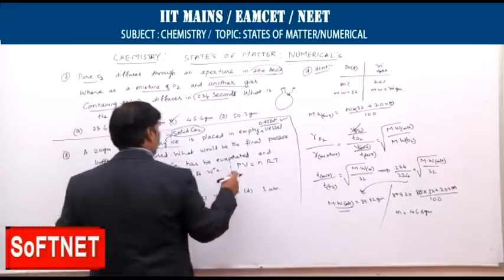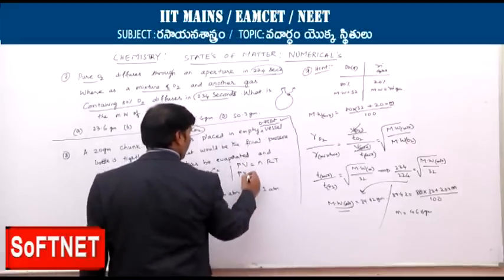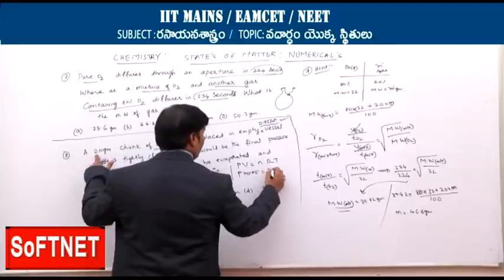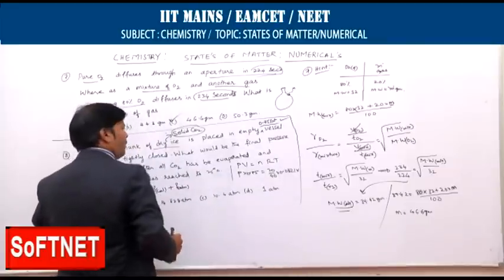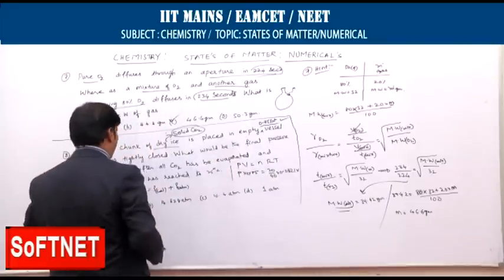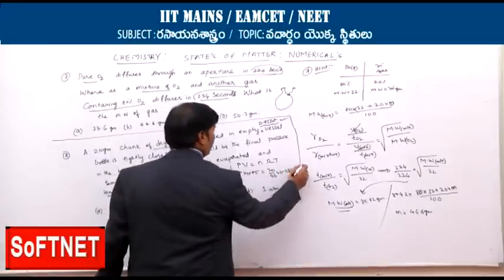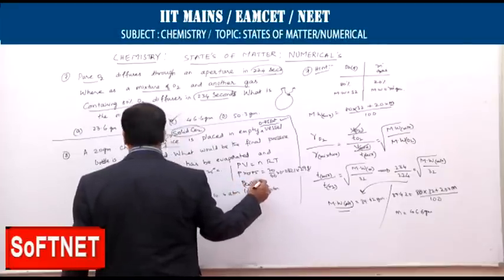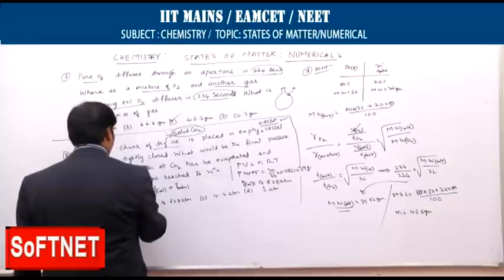Pressure is what we are calculating, into volume 0.75 liters, is equal to weight of dry ice 20 divided by molecular weight 40, into 0.0821, into temperature. He gave 25 degrees centigrade, which means 298 Kelvin. After simplifying this step, we get pressure calculated as 14.828 atmosphere.